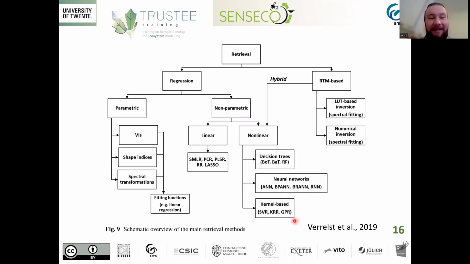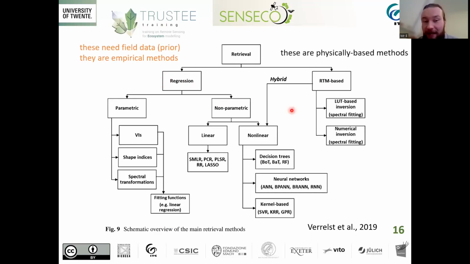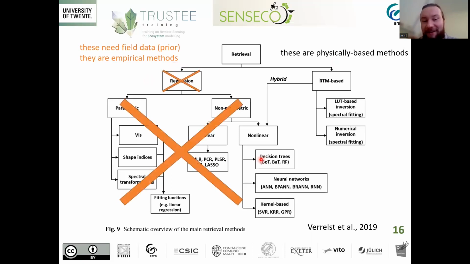There are essentially two ways: the regression-based and the radiative transfer model-based. And these guys, the regression algorithms with all this big toolbox, they all need data. And this data, in my terminology, we call it prior. So they are empirical methods. But those guys, they're physically based. They do not need data. So in practice, in my talk, I discard these old methods. But what I leave here is, of course, the hybrid approach, because there's a trick when you replace the training data with RTM simulations. But essentially the same thing.